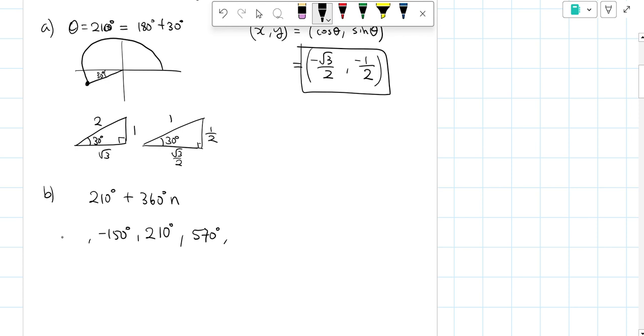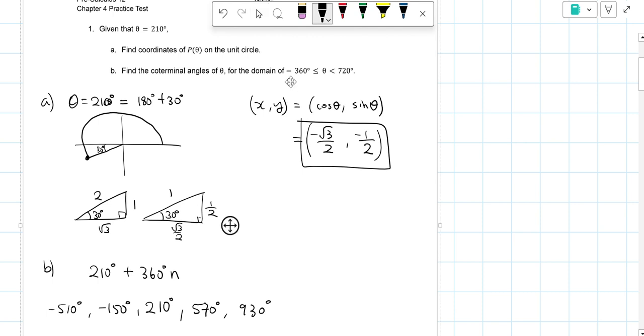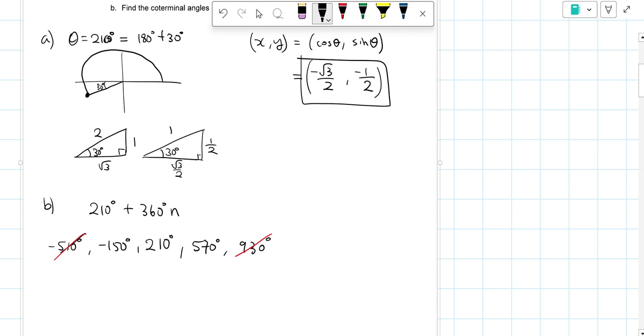I can try to go one step further, and then we'll see what happens to it. Negative 150 minus 360 one more time would be negative 510 degrees. If I go one step after 570, it'll be 930 degrees. However, given the restriction of the domain, my theta can only go as low as negative 360 degrees, and it can only go as high as 720 degrees. So we know that negative 510 degrees and 930 degrees will not be allowed. So therefore, the correct answers are negative 150 degrees, 210 degrees, and 570.